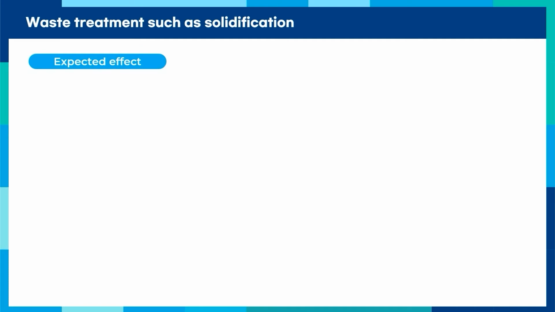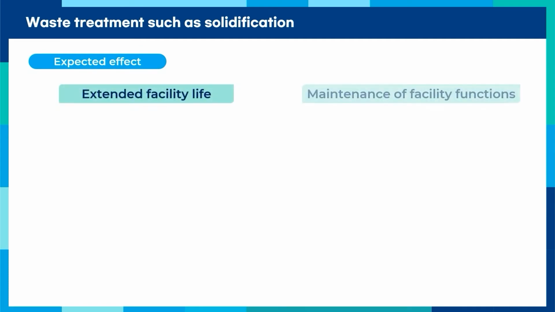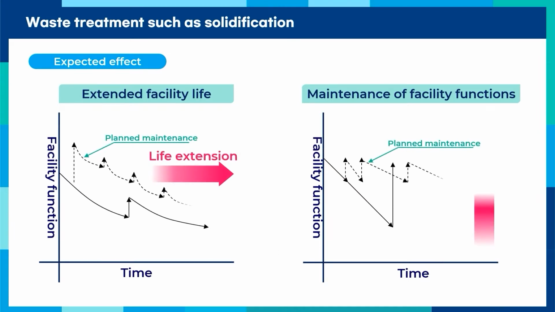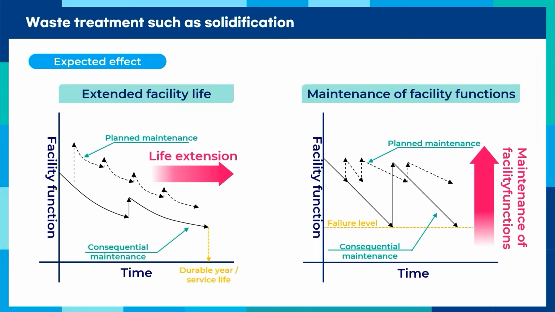As you can see on the graph, plant maintenance before facility functionality decreases, or there is a malfunction, is more effective for extending facility lifespan and maintaining high facility functionality than maintenance work after facility functionality decreases, or there is a malfunction.